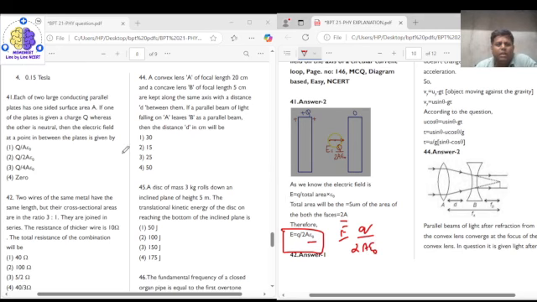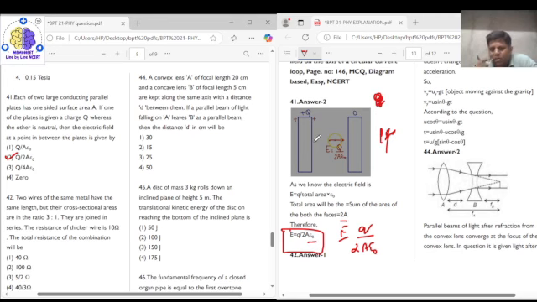Or you may understand it in a different way also. You can say that phi is the integral of E dot ds. Okay, let it be, and this is enough. That is, E is equal to Q upon 2A epsilon naught. So the correct answer for question number 41 is option 2, that is Q upon 2A epsilon naught.